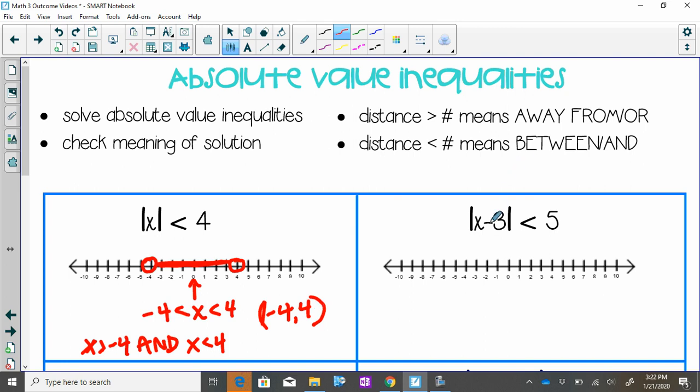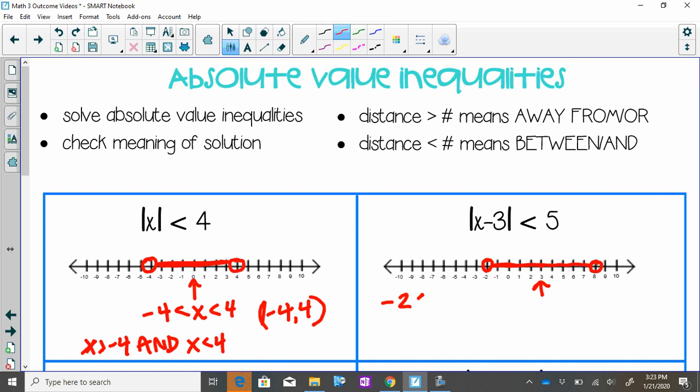In our next one, instead of looking at the distance to 0 being our center, now we're looking at the difference between x and 3. So some number that is away from a center of 3. The difference between our number and 3 must be less than 5. So if I go 5 to the right, I'm at a positive 8. Or if I go 5 to the left, I'm at negative 2. A distance that is less than 5 away would be anything from negative 2 to 8, not including those numbers.